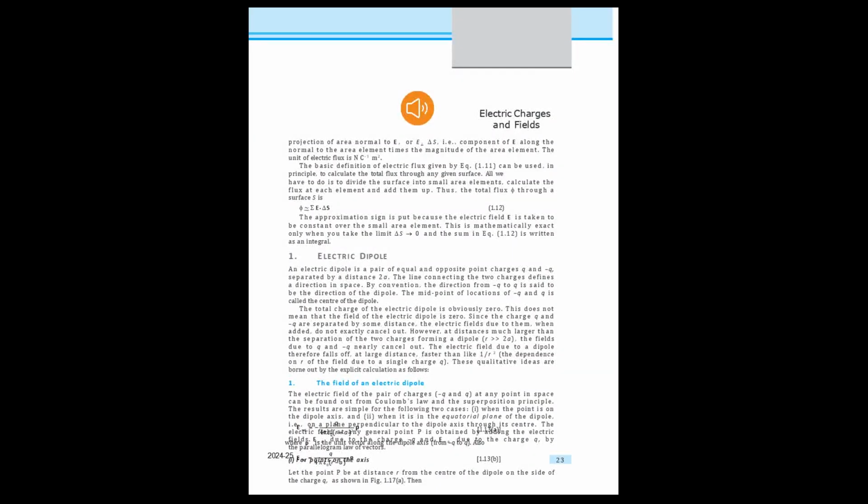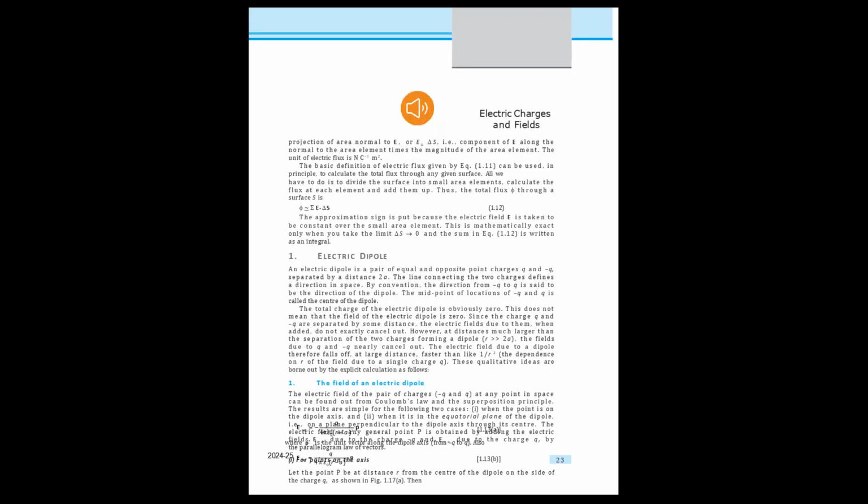The basic definition of electric flux given by equation 1.11 can be used in principle to calculate the total flux through any given surface. All we have to do is to divide the surface into small area elements, calculate the flux at each element and add them up. Thus, the total flux phi through a surface S is given by phi approximately equals summation E dot delta S. The approximation sign is put because the electric field E is taken to be a constant over the small area element. This is mathematically exact only when you take the limit delta S tends to 0 and the sum in equation 1.12 is written as an integral.